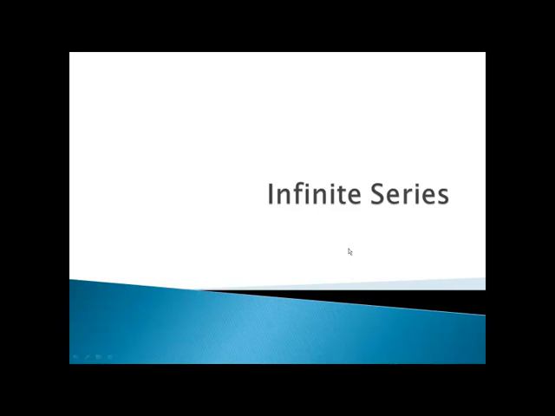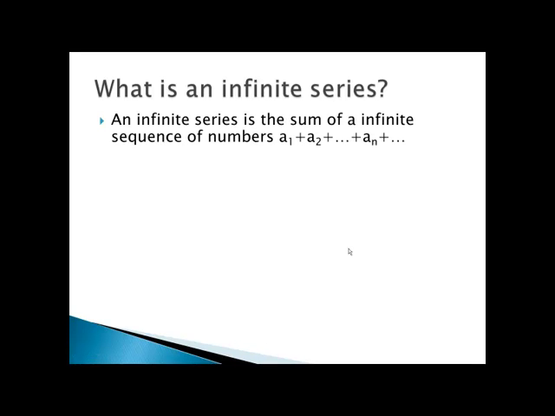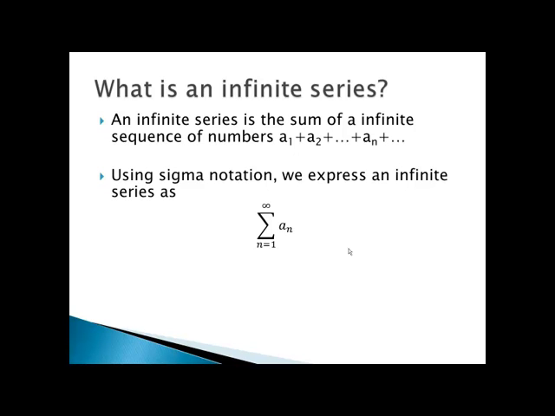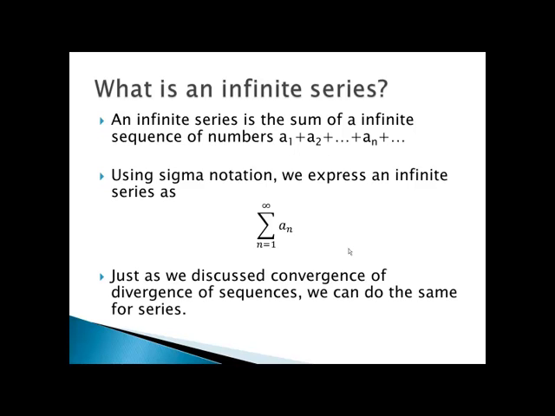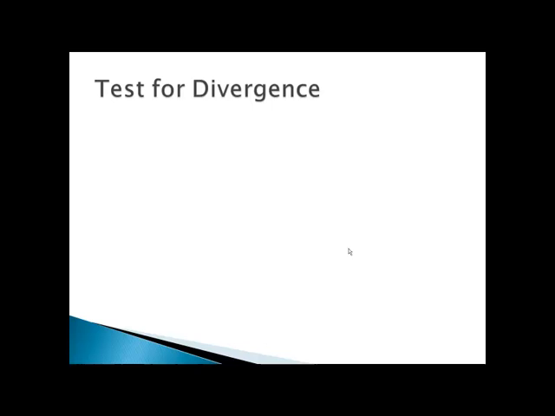Infinite series. An infinite series is the sum of an infinite sequence of numbers. And we use sigma notation to express an infinite series as we want to sum from 1 to infinity of a sub n, and that means a sub 1 plus a sub 2 plus a sub 3 on out to infinity. And just as we discussed convergence and divergence of sequences, we can do the same for series.